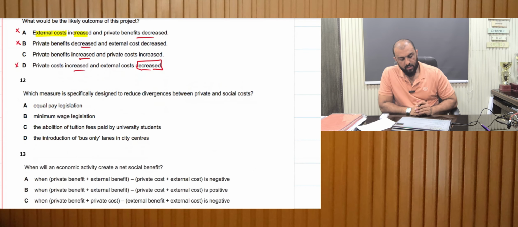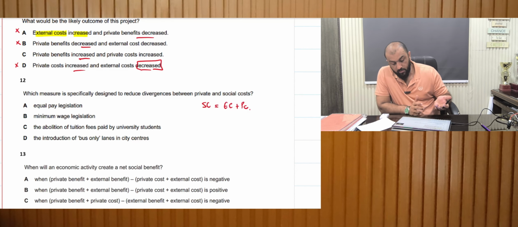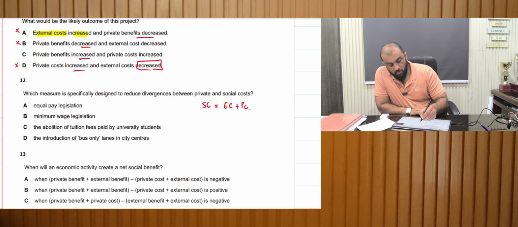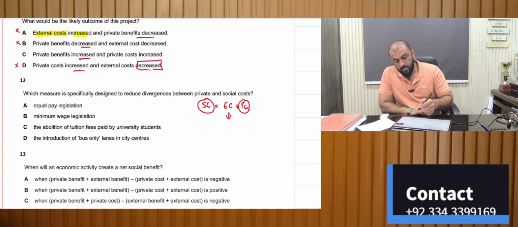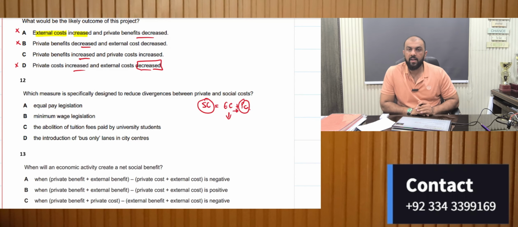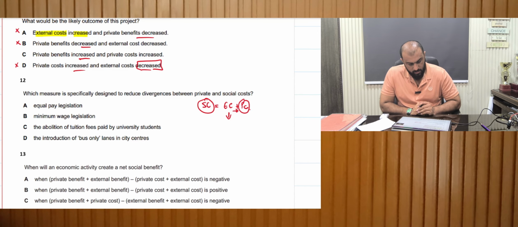Which measure is specifically designed to reduce divergence between private and social cost? Okay, this means social cost is equal to external cost plus private cost, right? This is the formula. Now, if we make a policy, a measure to make these come closer, we need to reduce the external cost by the maximum amount, right? Or we can just put the external cost into the private cost, internalizing the external cost. That's the concept, right? So let's look at the options.